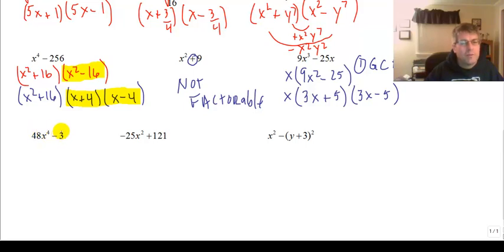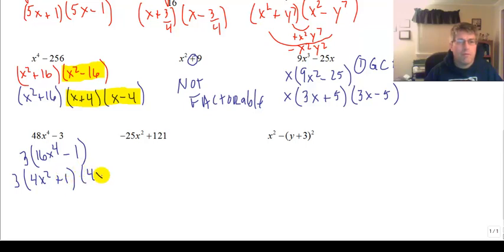48x to the fourth minus 3. 3 is not a perfect square. 48 is not a perfect square. x to the fourth is. And what we have here is two terms that I can factor out a 3. So if I factor out a 3, I'm left with 16x to the fourth minus 1. And 16x to the fourth is a difference of two squares. So I bring down my 3, and that's going to factor 4x squared plus 1 and 4x squared minus 1.